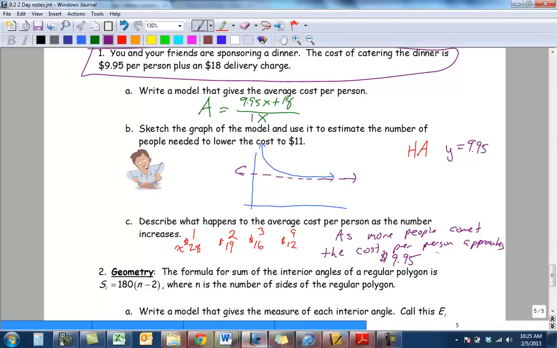What happens if 1,800 people come? That's a big party, right? 1,800 people come, we each got to chip in a penny. As more and more people come, it's going to approach $9.95, but never quite pass it, right? Because everybody's still got to pay for each dinner.